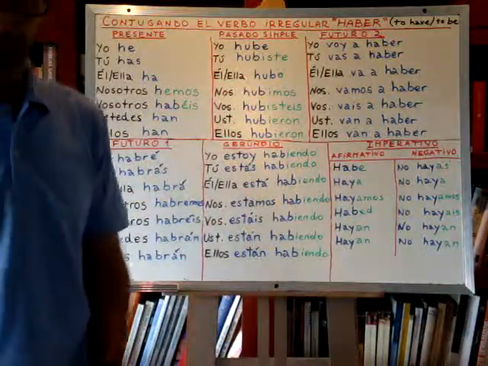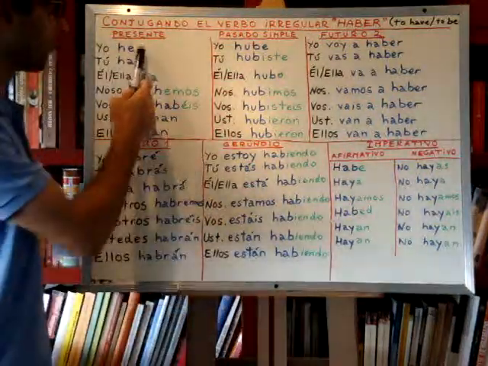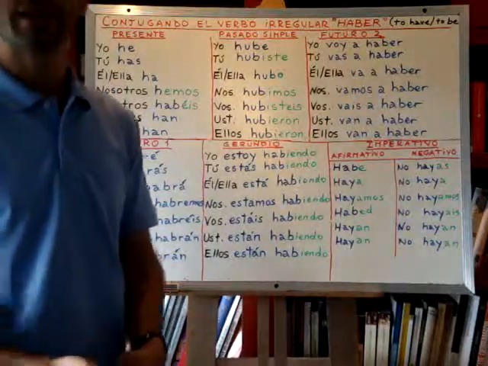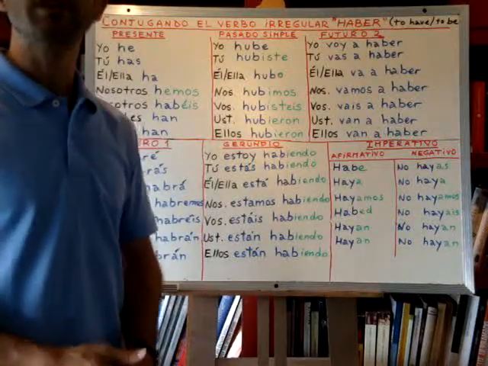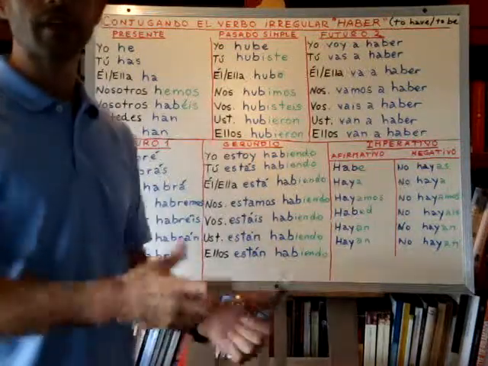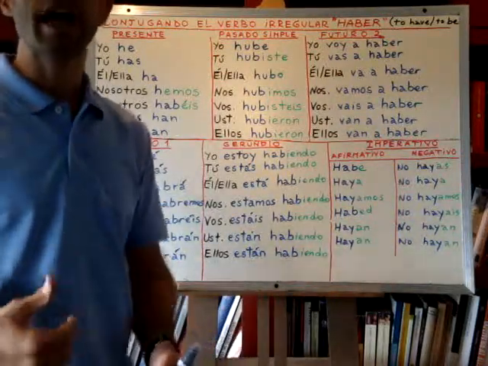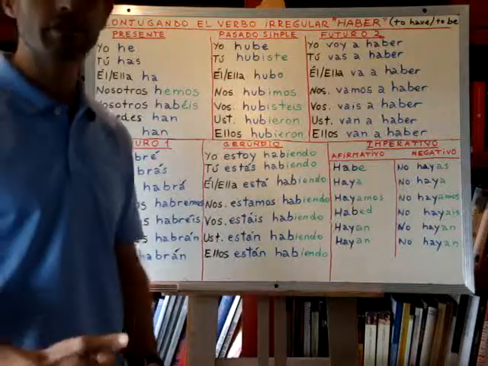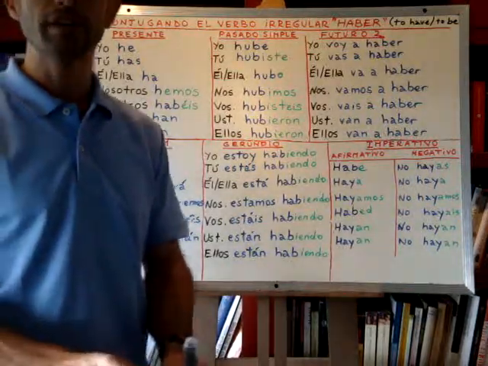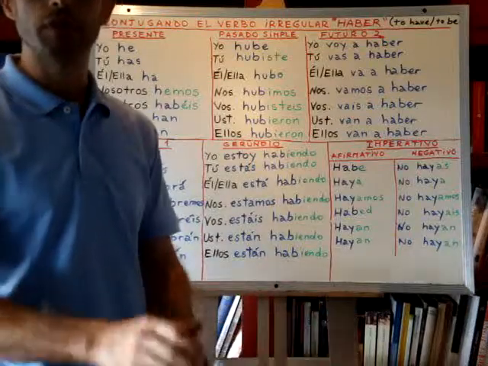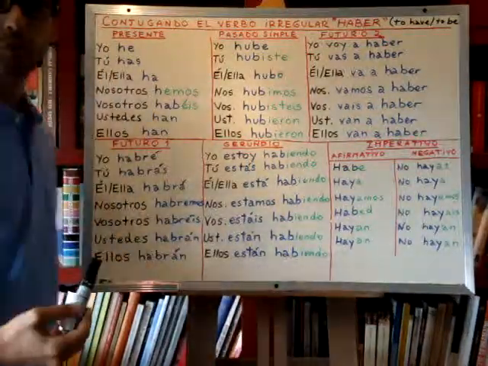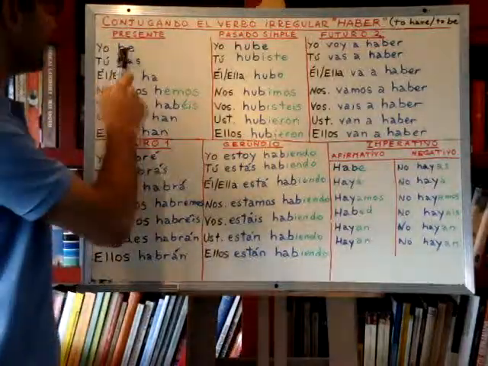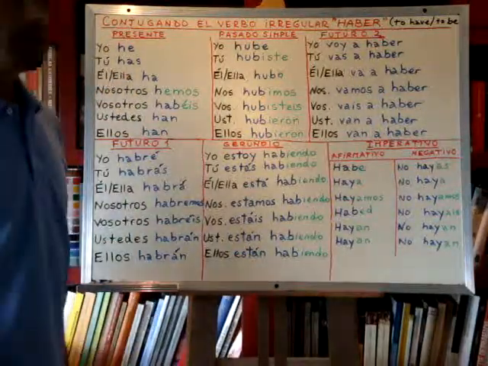Okay? We cannot translate this as I have in the sense of I have something, right? We can translate it as I have in the sense of I have done, okay? I have eaten. I have as an auxiliary verb in its auxiliary function, okay? So, for example, we can say yo he comido, I have eaten.